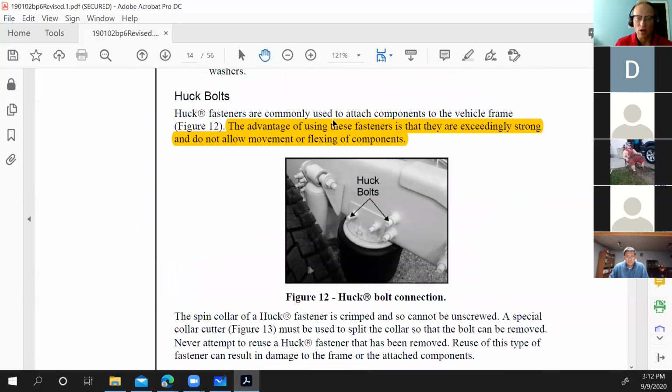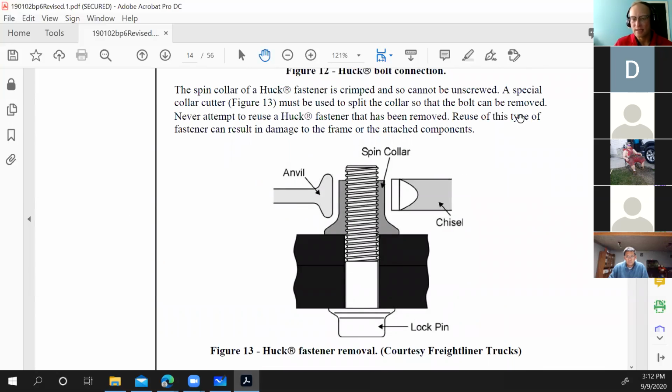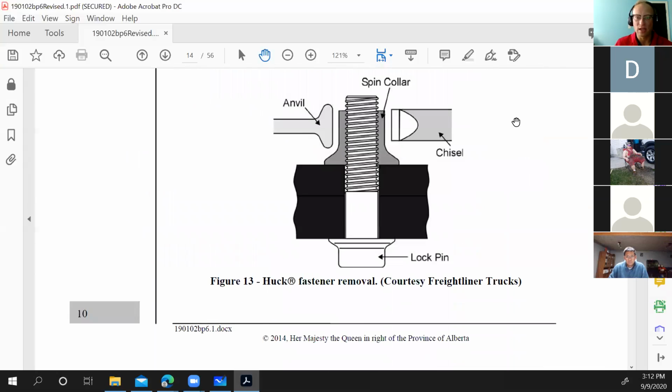So Huck bolts are awesome, exceedingly strong, and do not allow movement or flexing. They are great, except they're only one-time use and you've got to take them off. Now, does anybody take them off with this? No, I know what people do to take them off. You take a torch and you go right in here with your torch and you burn them off right there. Or the other side.